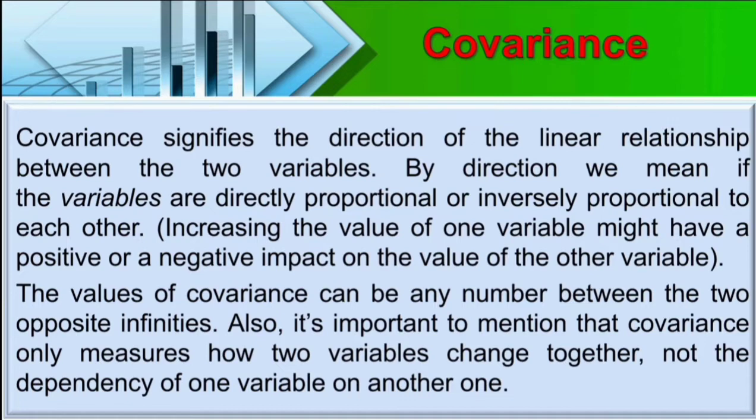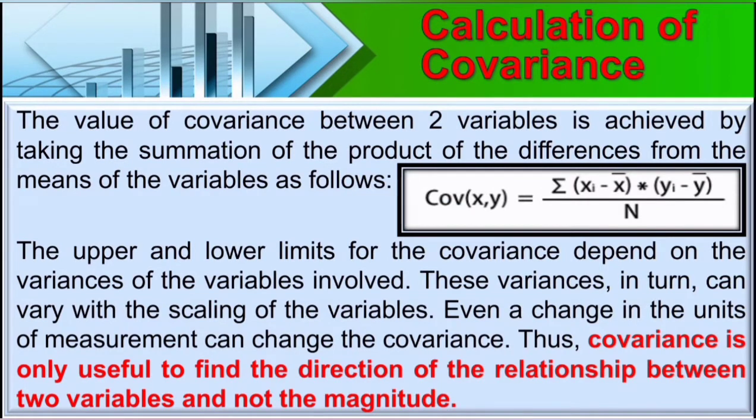Also, it's important to mention that covariance only measures how two variables change together, not the dependency of one variable on another one. Calculation of covariance. The value of covariance between two variables is achieved by taking the summation of the product of the differences from the means of the variables as follows.